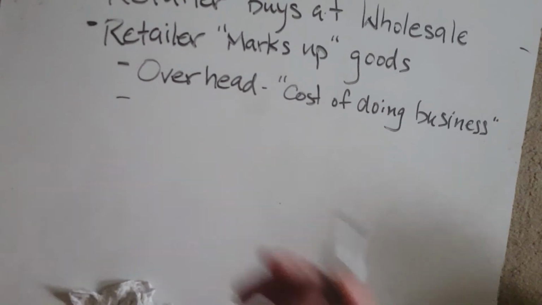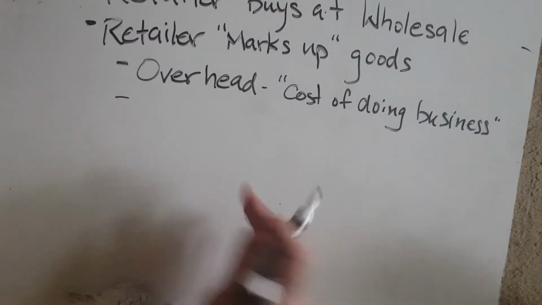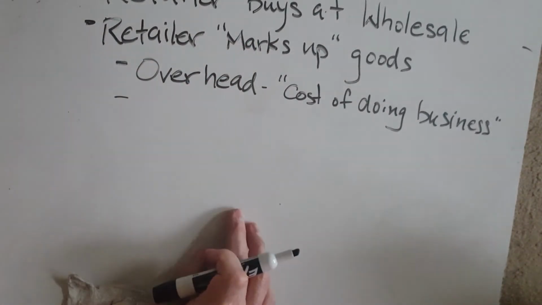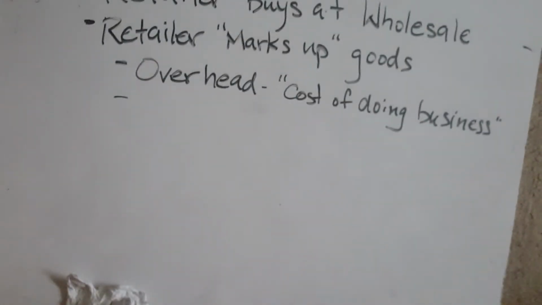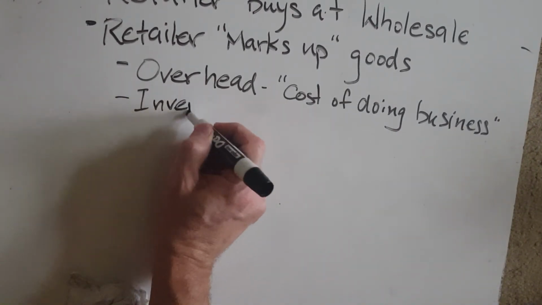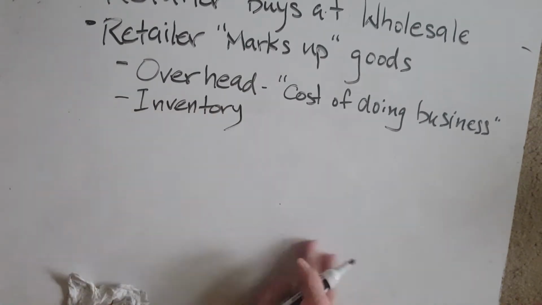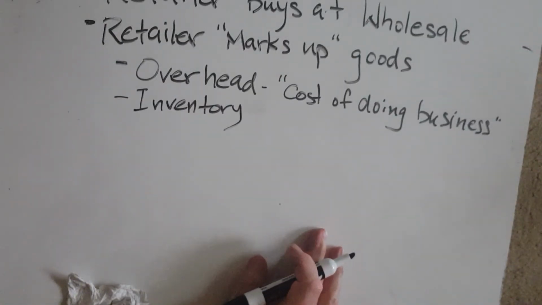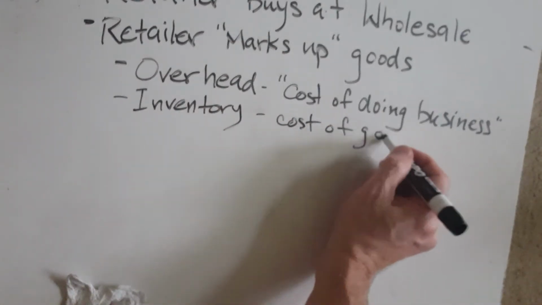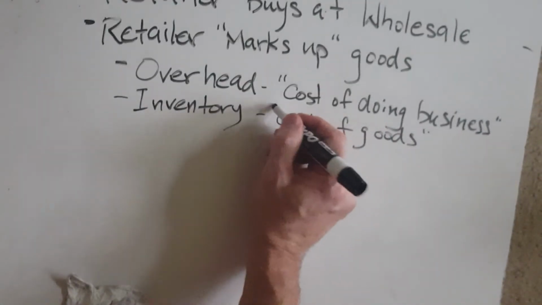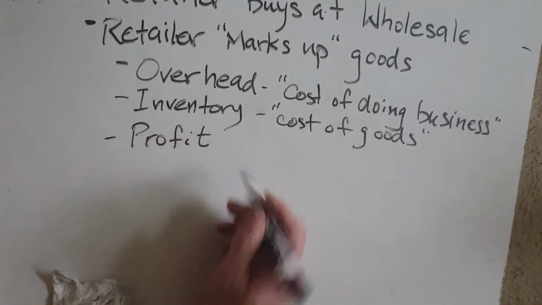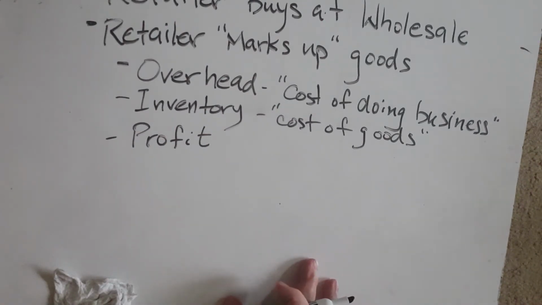And then, on top of his overhead, and part of the overhead is the cost of his goods, all right? So factored into overhead is also the cost of his inventory. That's going to be inventory, right? So how much he paid for it. He's obviously not going to start at zero. He's going to start at whatever he paid for it. That's the cost of his goods. Okay, and then he's going to figure in profit. And he has to decide what kind of profit is going to be acceptable to him.